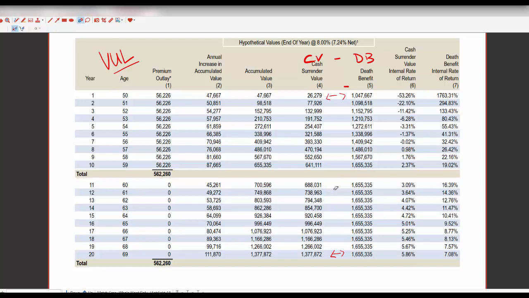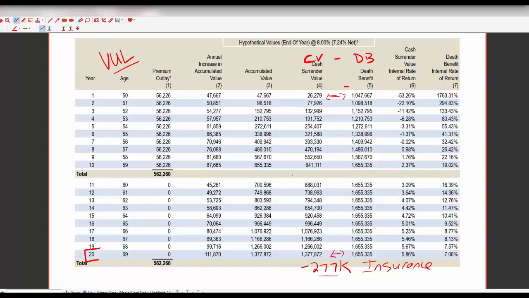So I want to go through an exercise that just shows you what can happen in these VUL policies. I call it the VUL death spiral. So let's key in on year 20, age 69, and let's just subtract across. So 1.377 minus 1.655, that gives us negative $277,000 in change, which means we're buying $277,000 of insurance in year 20. So far, so good. Obviously, $277,000 here is much less than the $980,000 we were buying up here.